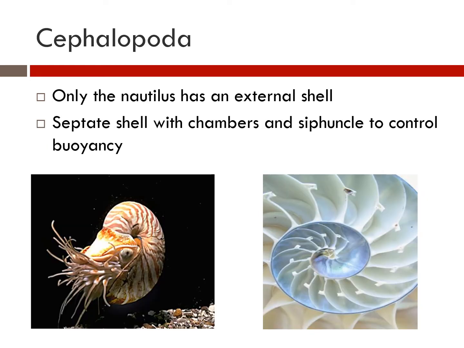The cephalopods, right? Their name literally means head and feet. Cephala, head, poda, foot. They are head and feet, right? Only the nautilus has an external shell, right? This is a really cool little dude here, right? It's a septate shell. Remember the word septate? So it's broken into chambers with divisions, and a siphuncle to control buoyancy. Right? Unfortunately, we don't have one of those to look at, but they're super cool.